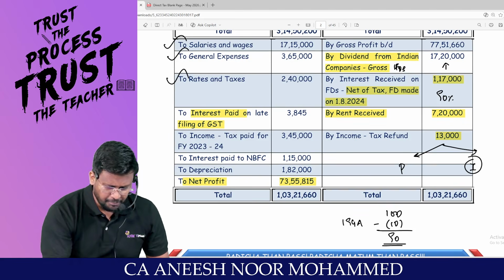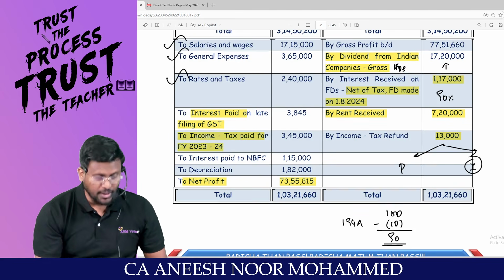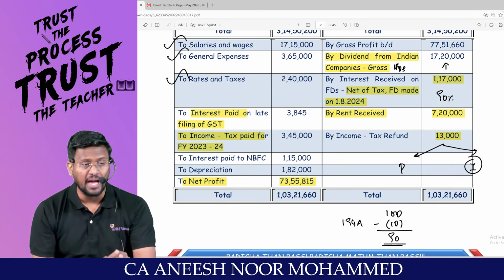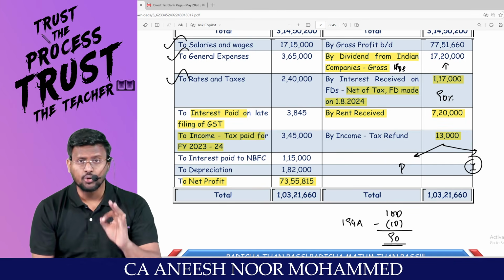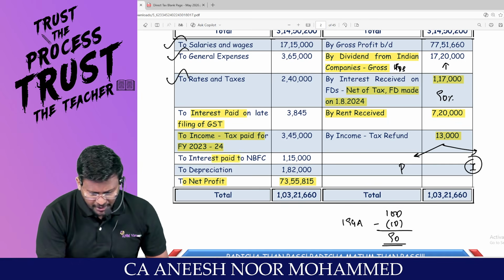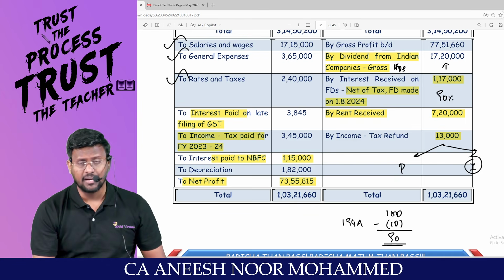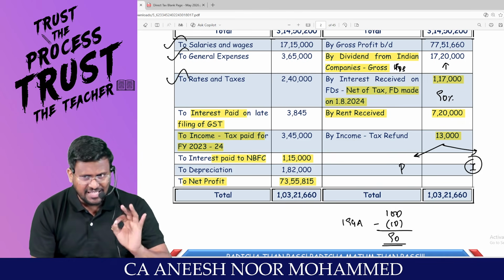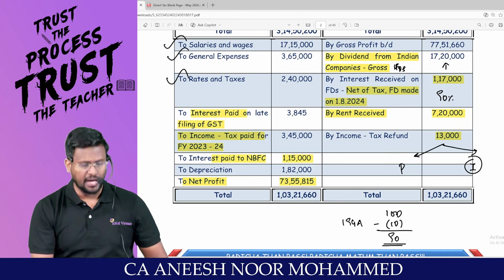Income tax paid, my dear lovable students, we are going to calculate how much is the tax payable. Income tax is not an allowable expenditure, should not be debited to the P&L account, and should be added back. Interest paid to NBFC, I have to check, sir, whether they have really paid or not, because interest is an expense, deduction on actual payment basis.